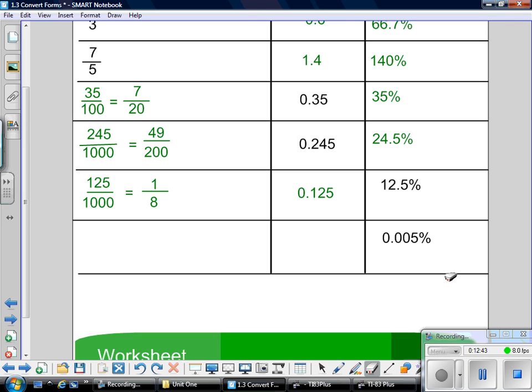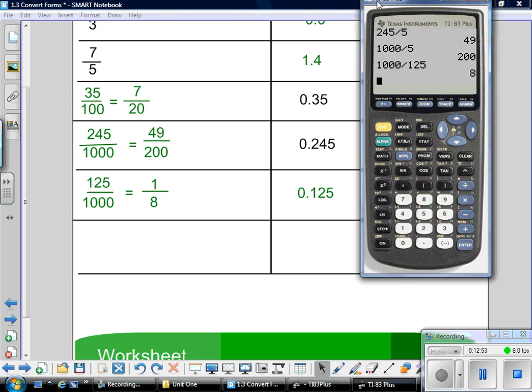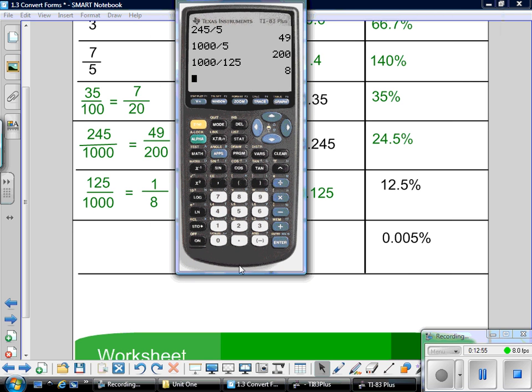And the last question: decimal 0.005%. So we have a decimal percent. To get rid of the percent sign, I divide by 100. Now, if you get confused by the number of decimals and zeros, you can always take your calculator if you need to in order to figure it out.